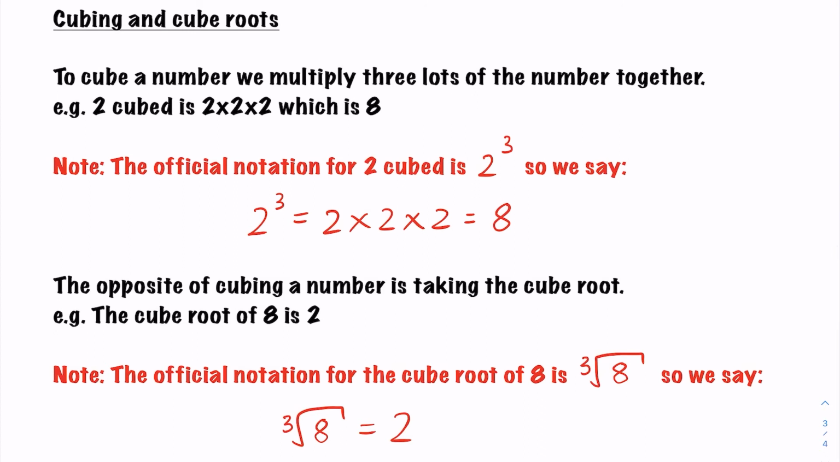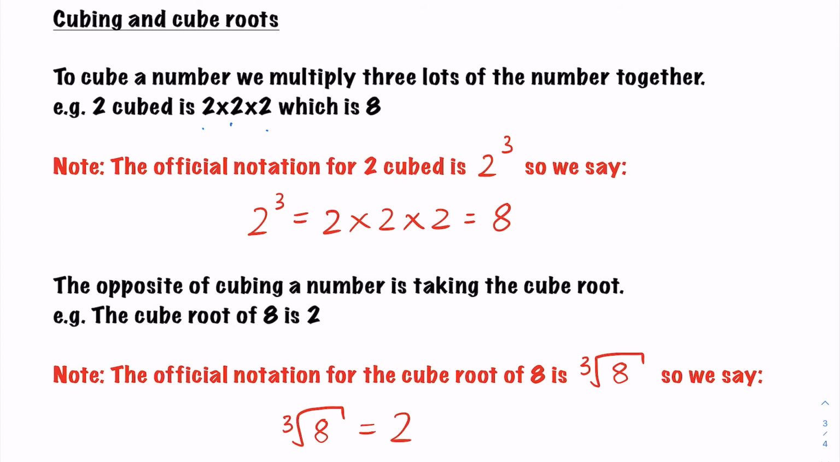So to cube a number, we multiply 3 lots of the number together. For example, 2 cubed is 2 times 2 times 2. So you can see you've got 1, 2, 3 lots of 2 all timesing together, which would give you 8. So we would say that 2 cubed is 8. And similar notation here, but instead of putting it to the power of 2 for squaring, we put it to the power of 3. And so the official notation for 2 cubed would be 2 to the power of 3, as you can see there. And we'd say 2 cubed is 2 times 2 times 2, which is equal to 8.